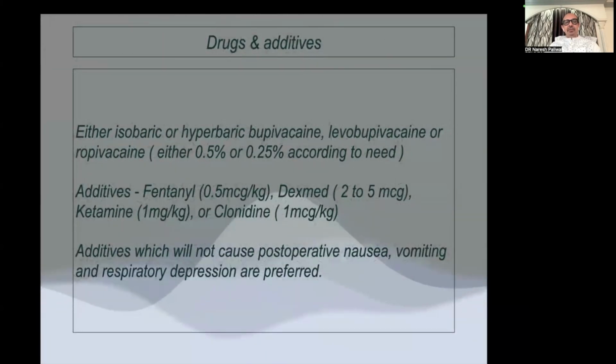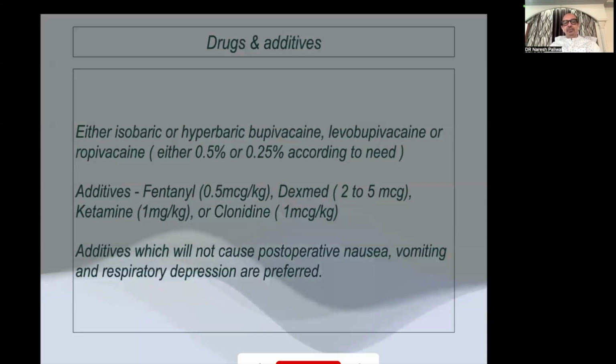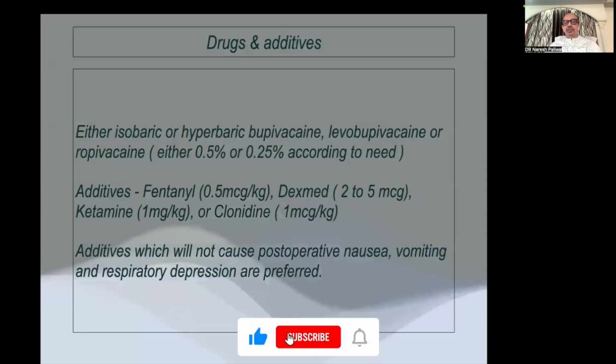Drugs and additives: either isobaric or hyperbaric bupivacaine, levobupivacaine, or ropivacaine can be used. Either 0.5% or even 0.25% works very nicely in small kids because there is less myelination of the cord. So for superficial surgeries, you can use a lower concentration of the drugs. Additives, there are a number available, and many people are using even opioids. But I usually prefer the additives which will not cause post-op nausea, vomiting, and respiratory depression.